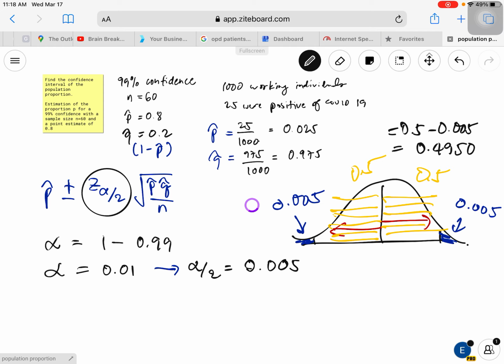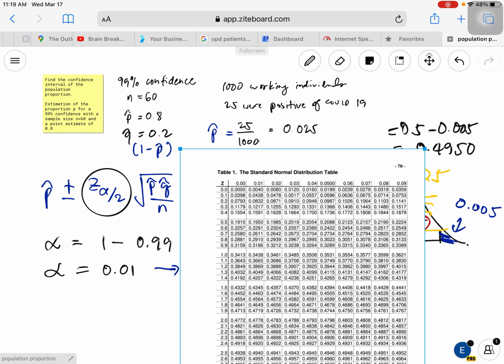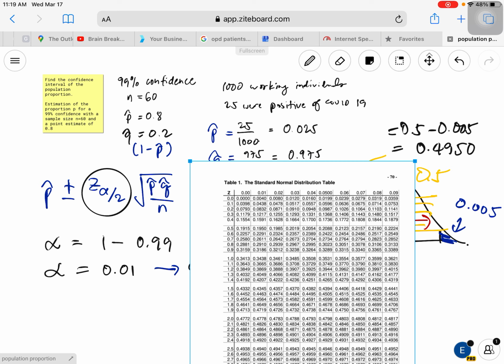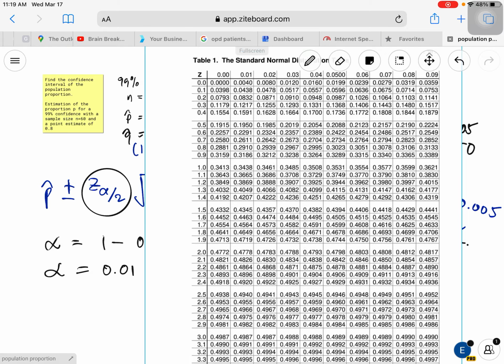After this, once we get the value of our z-score, z sub alpha over 2, then we're good to go to find the confidence interval of the population proportions. For this particular case it took us a while because this is an introduction, with a lot of explanation of the concept of population proportion. But later on, on your own, you can do this quickly.